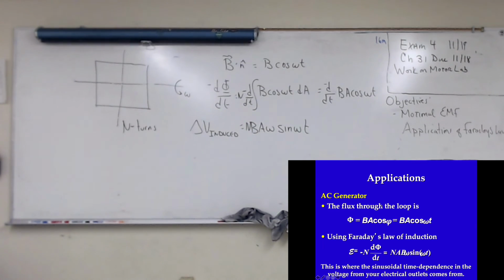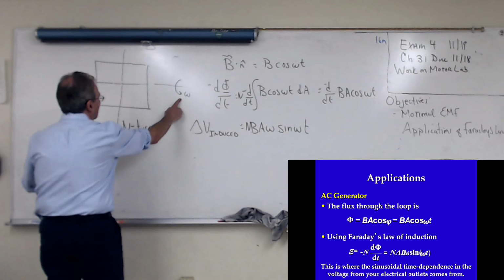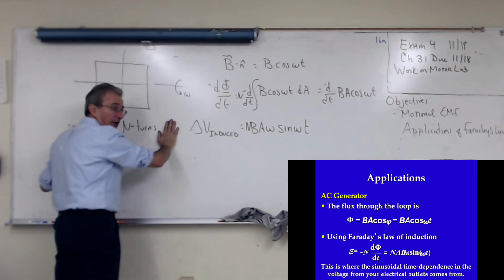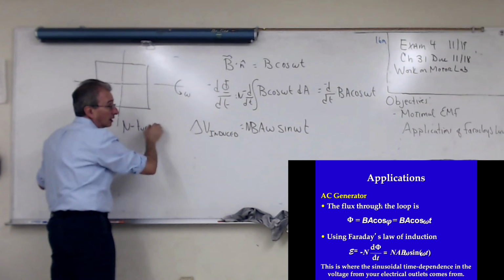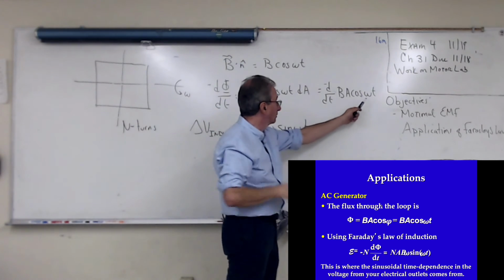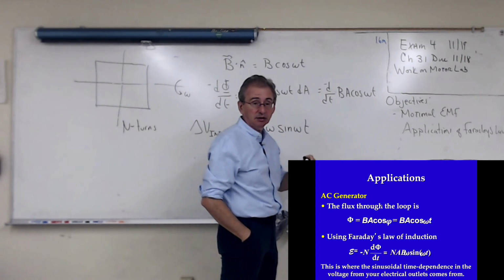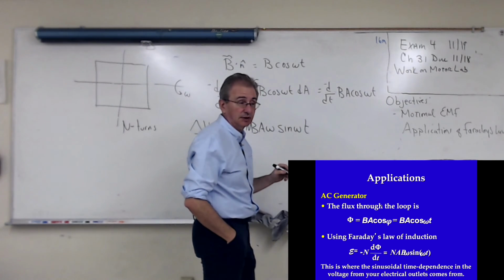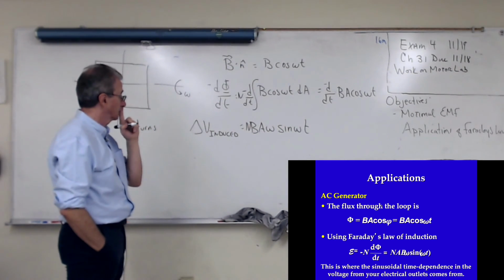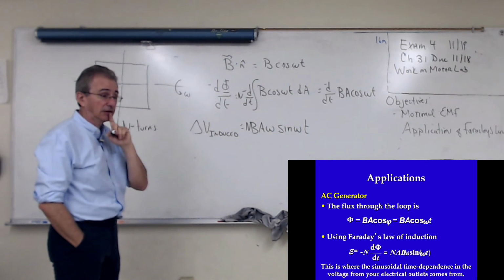Professor? Yeah. Where did the omega come from before? Okay, I'll go back and see. You see this picture? This is the rate at which you rotate the coil. The angular velocity. Yeah, but when you took your derivative, you got BA omega sine omega t. Oh, it's the chain rule, right? Yeah, I got to use the chain rule. Okay.